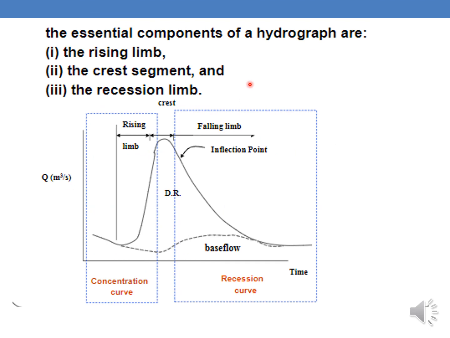So what are the essential components of hydrograph? It is the rising limb, the crest segment and the recession limb. And it has a base flow. The base flow gives the flow that is already present in the river.